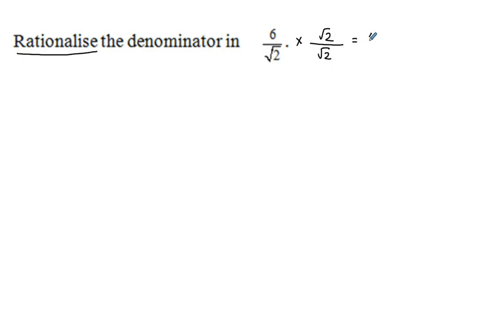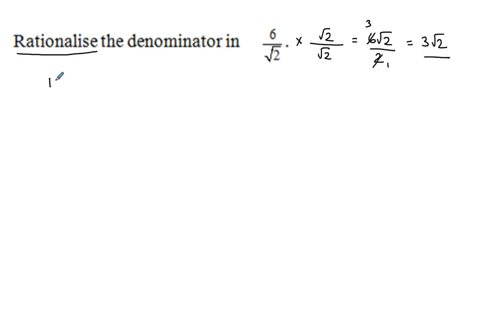So we get 6 surd 2 over surd 2 times surd 2, which is 2. And then let's simplify it further. They can both go into 2. How many 2's in there? 1. How many 2's in there? 3. So our answer is 3 surd 2. So we got rid of the denominator completely. Let's just do some more examples.